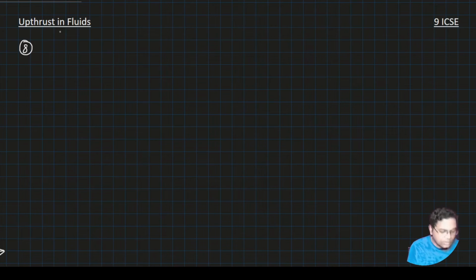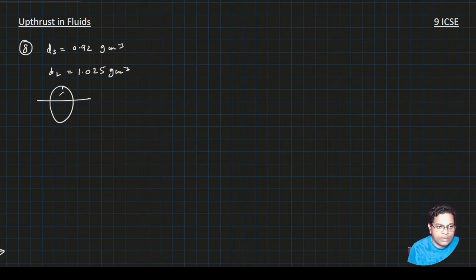Okay, so what is given to us is density of ice, that is 0.92 gram per centimeter cube, density of seawater, which is 1.025 gram per centimeter cube, and there is an iceberg. So they have given us that this volume is 800 centimeter cube. They want to know what is the total volume. So we know that this is the total volume and this is the volume that is submerged. So how are they related?